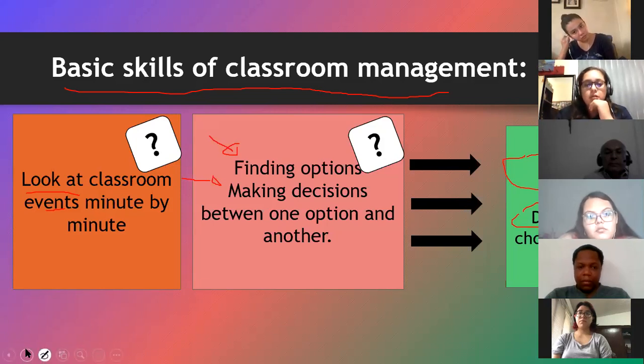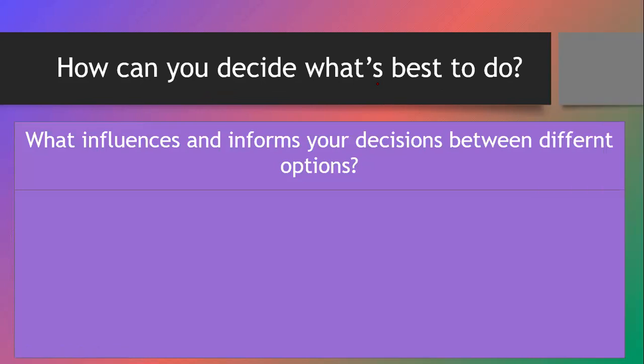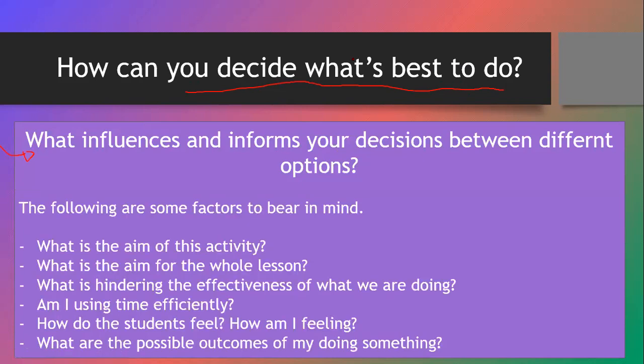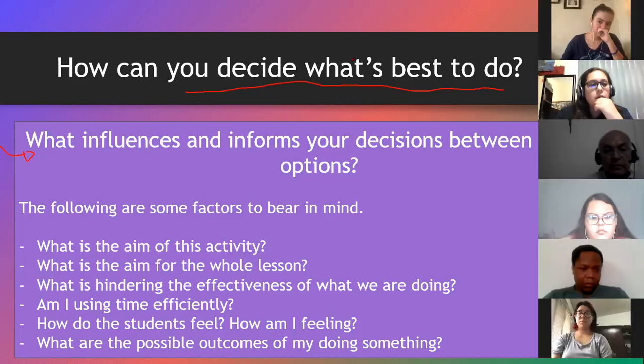Okay, very good. So now continue. We're talking about the basic skills, and in here I have, how can you decide what's best to do? Talking about decisions, I have this question that says, what influences and informs your decisions between different options? These are the things that I have to think about. These are all factors that I have to keep in mind.